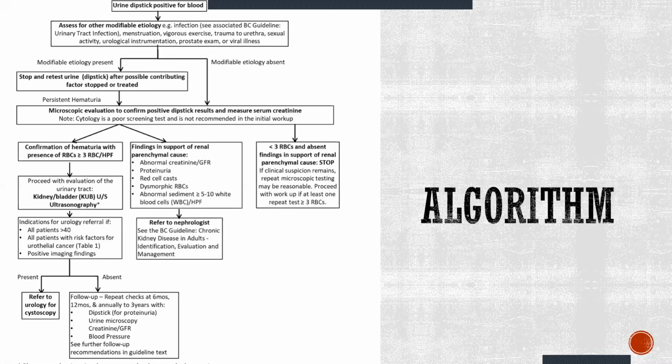If there's any findings supportive of renal parenchymal disease, like abnormal renal function, proteinuria, casts, or so on, refer to nephrology. And if you don't meet criteria for referral to either, then you can continue to monitor and screen with microscopy and renal function every 6 and 12 months and annually thereafter. If the workup's negative, I'll address that on the next slide, like if the microscopic hematuria eventually clears. And if there's actually a positive dip, but less than 3 red blood cells on the microscopy, you can continue just to monitor. You don't need to refer at that point because that's not considered significant microscopic hematuria.